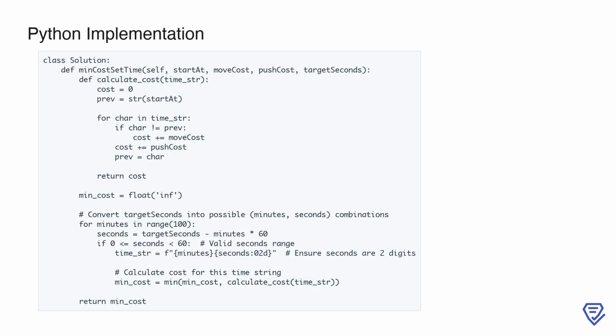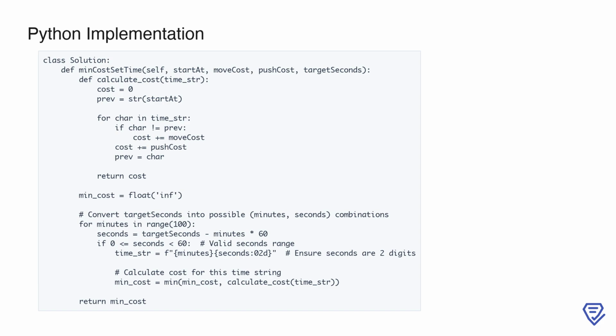This solution defines a function min_cost_setTime that calculates the minimum cost to set a desired cooking time on a microwave. The function takes 4 inputs: start_at, the starting button position; move_cost, the cost to move between buttons; push_cost, the cost to press a button; and target_seconds, the desired cooking time in seconds.